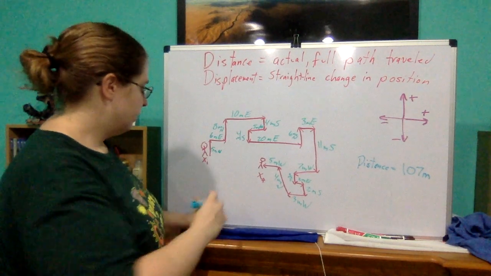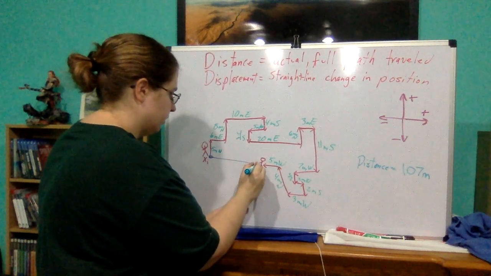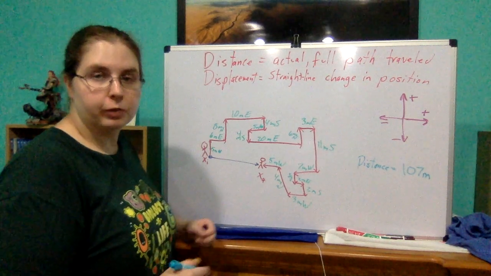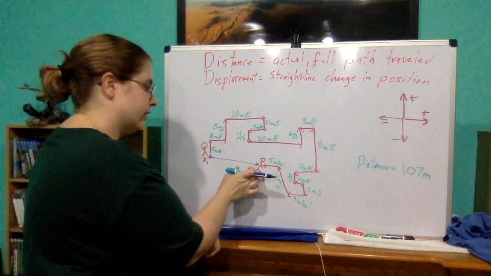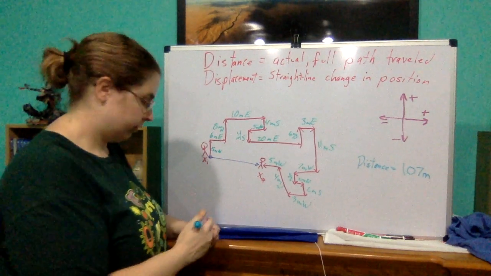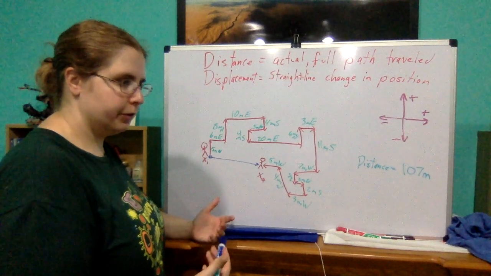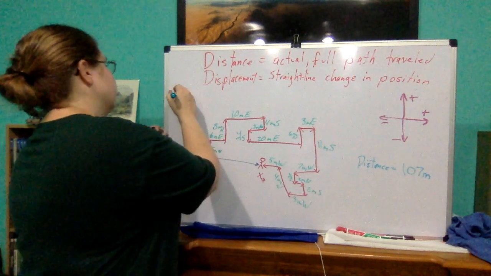However, their displacement is only from here to there. So this is what we want to find for our displacement, because this is the change in position. They started here, they ended up there. What's that change? All right, so remember what we said before about vertical versus horizontal. So let's talk about the vertical first. So it would be up and down.